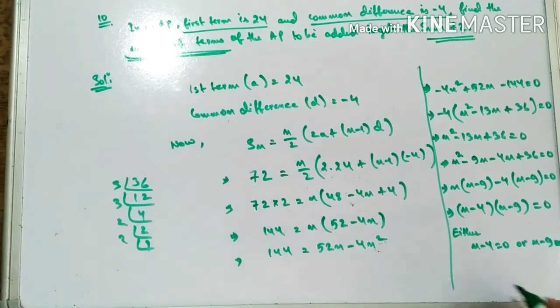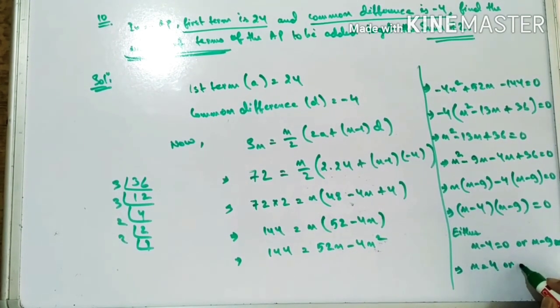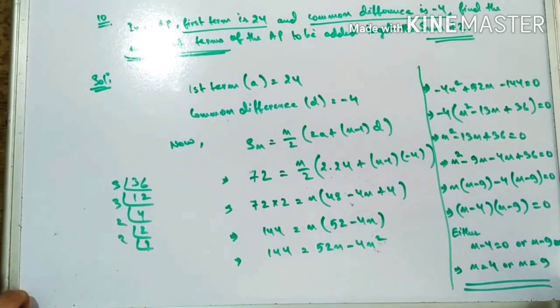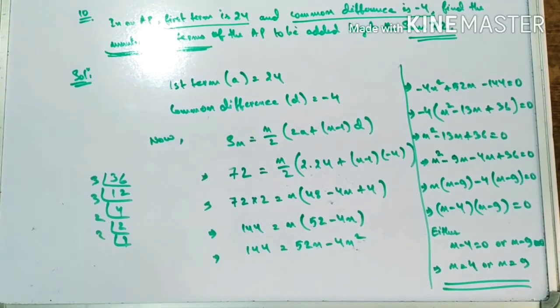So therefore in here what I will get, n value, n equals to 4 or n equals to 9. This is our answer. Understand? This is our answer. I repeat one more time.